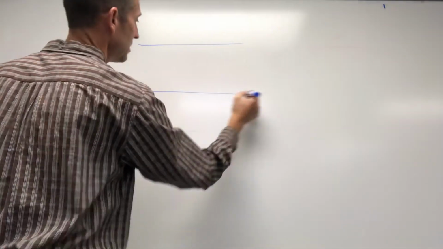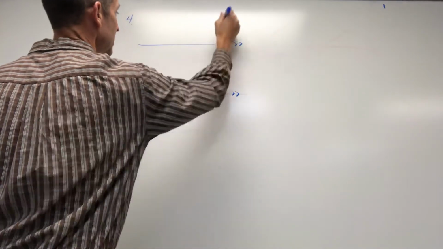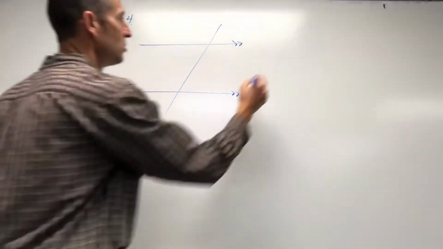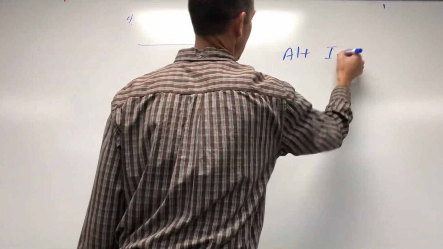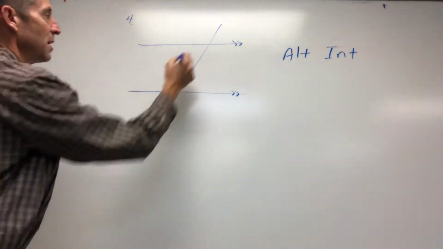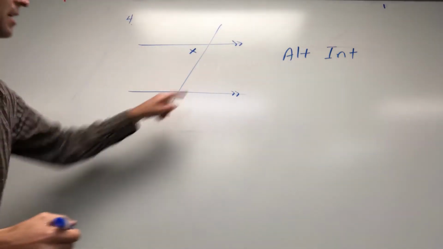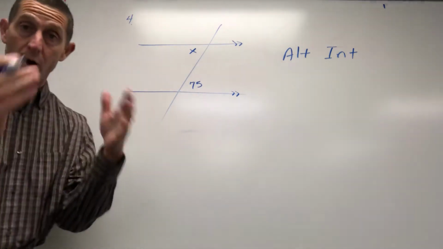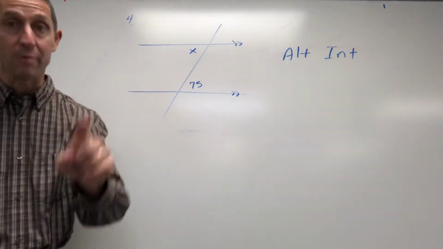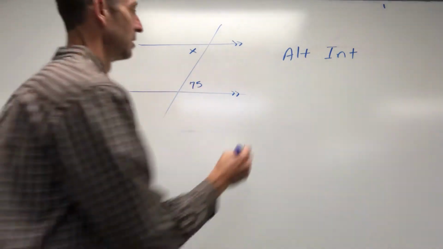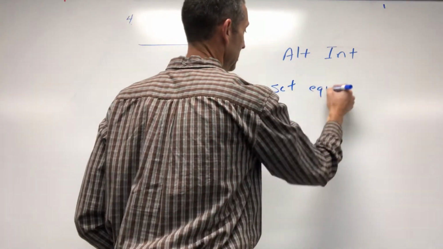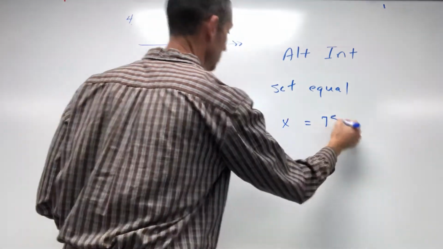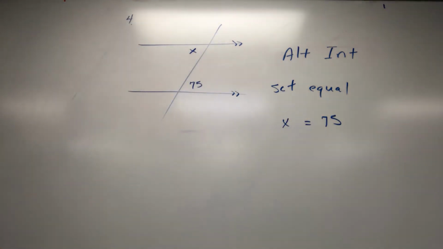Okay, so same setup, 2 lines parallel, cut by a transversal. We just did corresponding. Let's do alternating interior angles. So if my X is here, my alternating angle would be jumping over. Let's say this is like 75. So alternating interior angles, they're always set equal to each other. Boom, boom. So remember this, if it's alternating interior, you can set those equal to each other. That means X can set equal to 75.